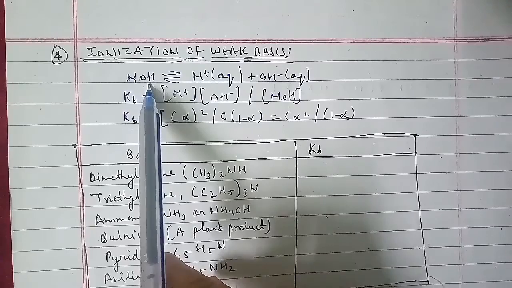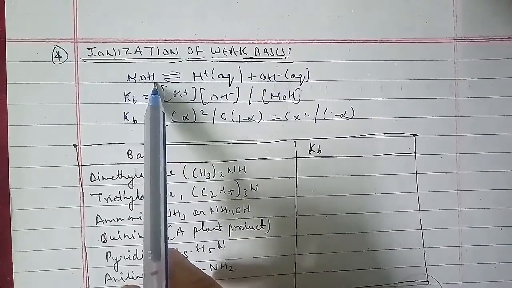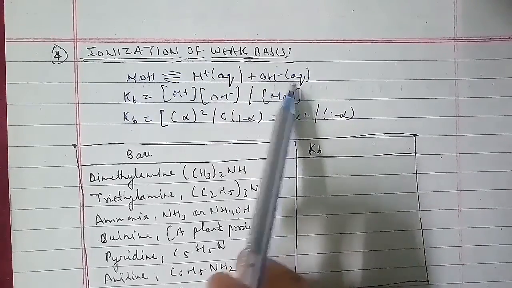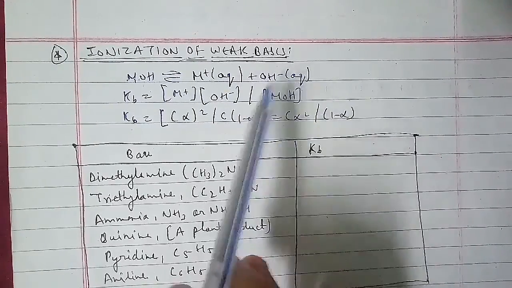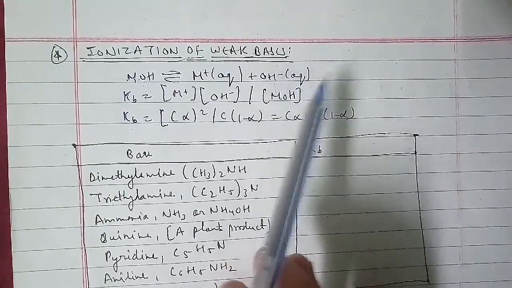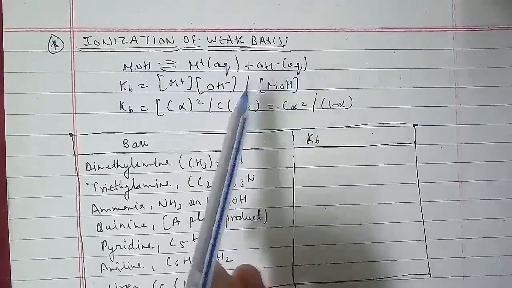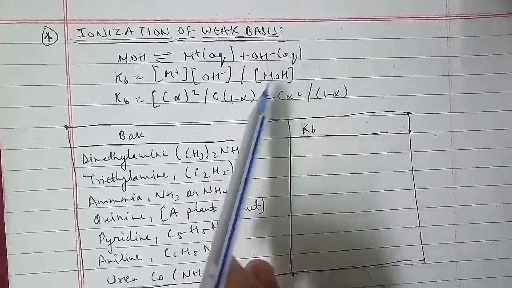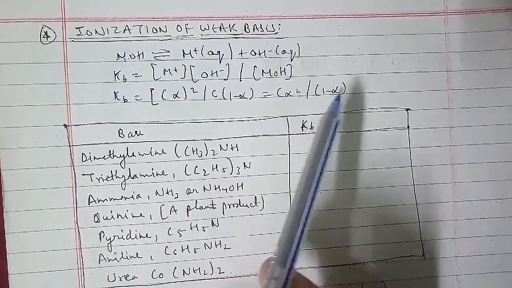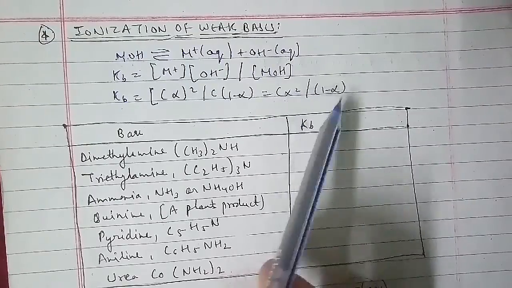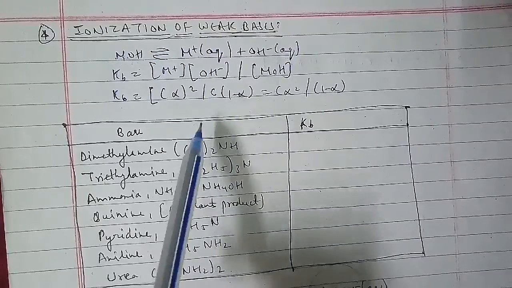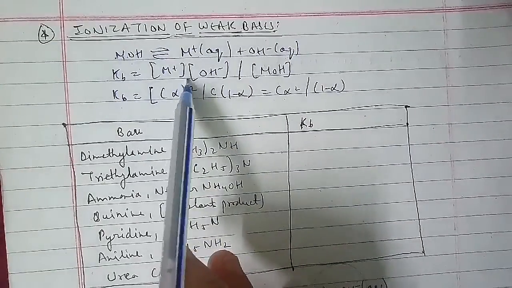With regard to that, for dimethylamine the Kb we have is 5.4 × 10^-4. For triethylamine we have 6.45 × 10^-5. For ammonia we have 1.77 × 10^-5. Then for quinine we have 1.10 × 10^-6. And then for pyridine, that is 1.77 × 10^-9, that we have here.